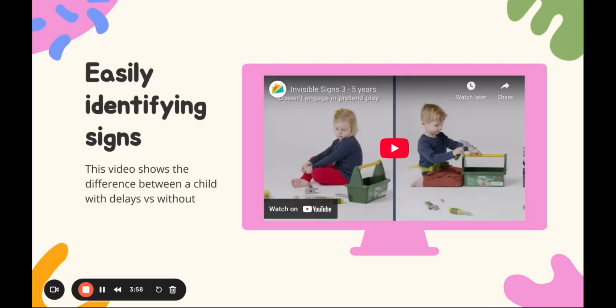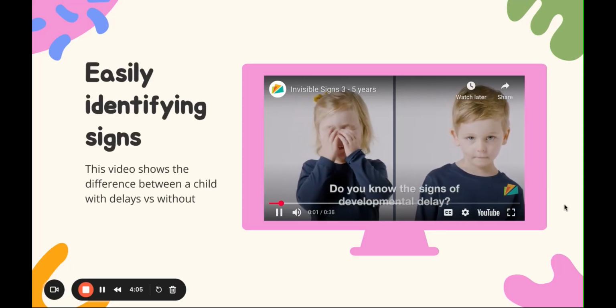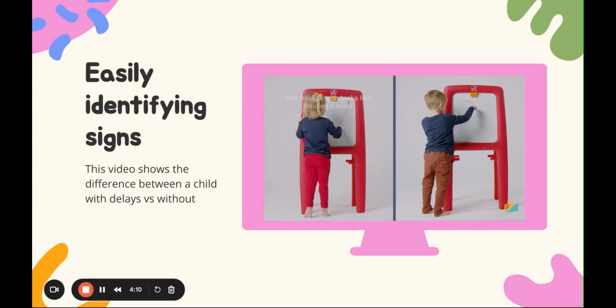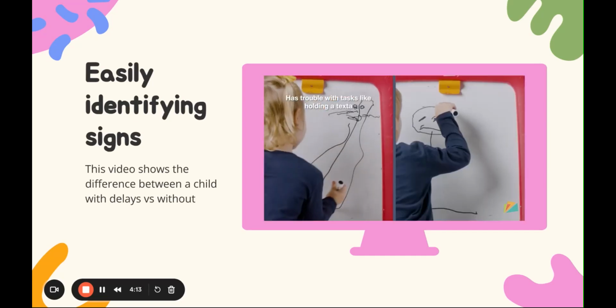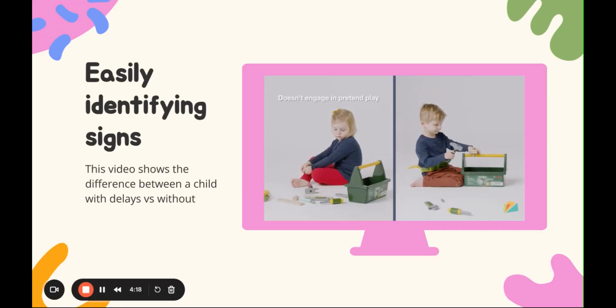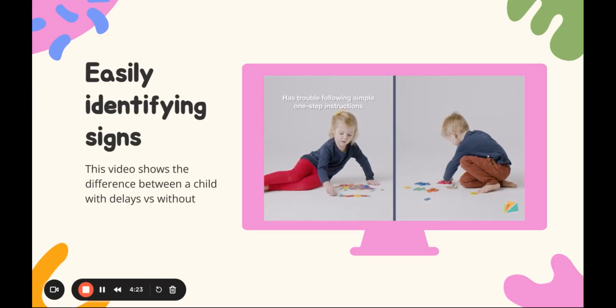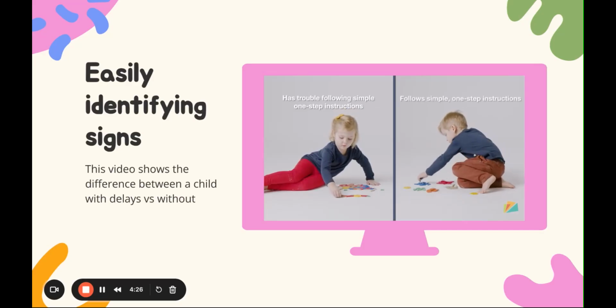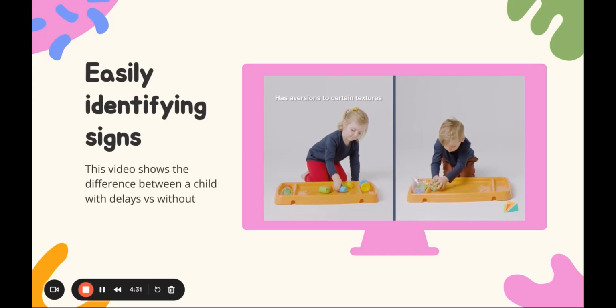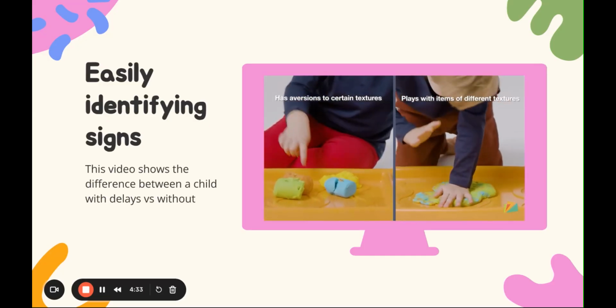Easily identifying the signs. This video shows the difference between a child with delays versus without. The first child has trouble with tasks, like holding a texter. The second child holds the texter correctly. The first child doesn't engage in pretend play. The second child does. The first child has trouble following simple one-step instructions. The second child follows instructions. The first child has aversions to certain textures. The second child plays with items of different textures.